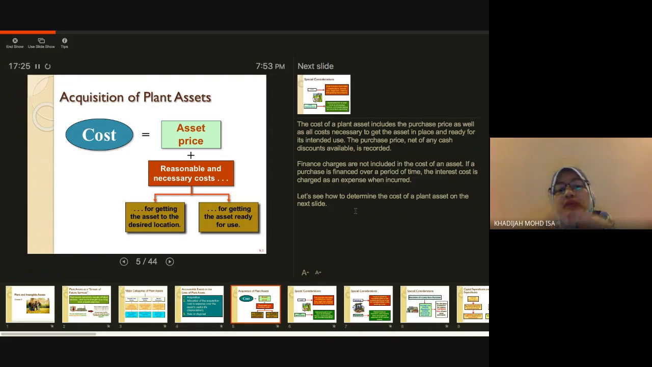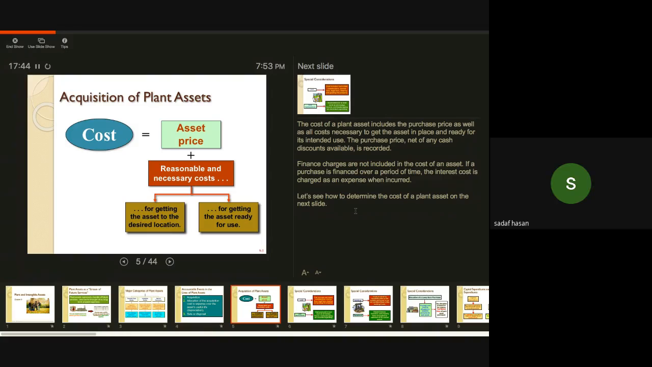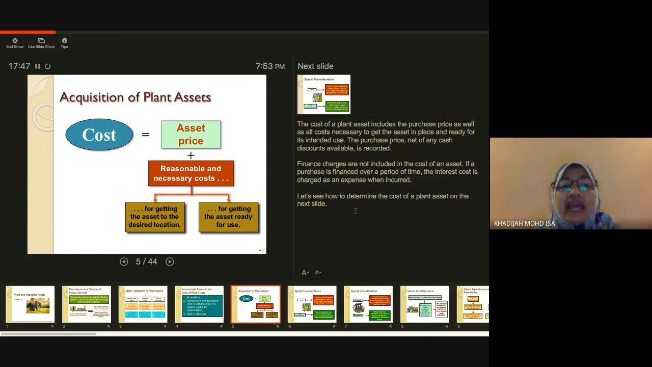But the cost of putting the asset into its place, right? For example, you have to incur transportation costs, you have to incur installation costs, sometimes you have to incur repair and maintenance. So repair and maintenance here, we refer to repair and maintenance that you have to incur the first time when you first purchase. So this one is more applicable if you purchase a second hand asset.